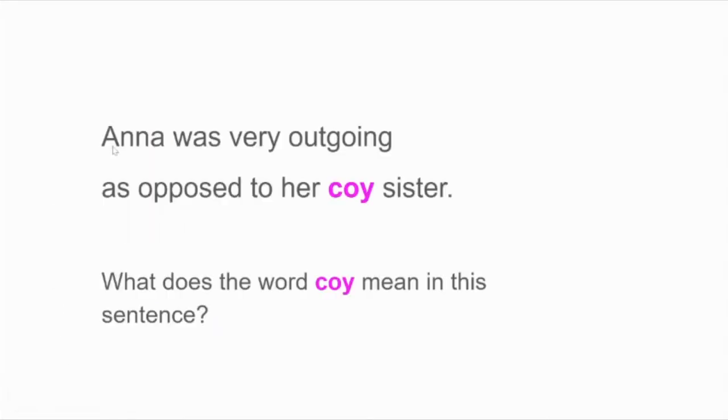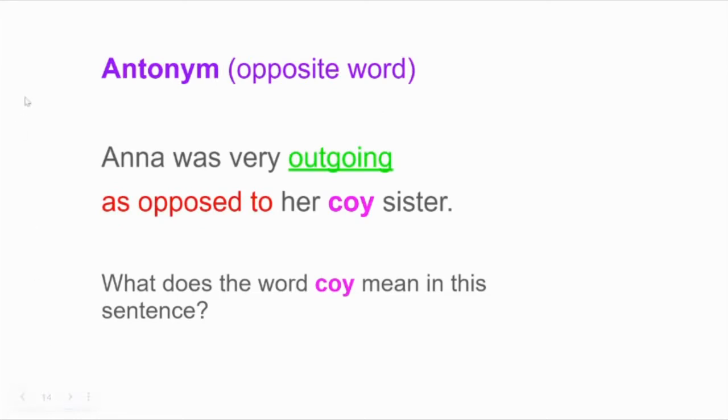Let's try this one. Anna was very outgoing as opposed to her coy sister. What does the word coy mean in this sentence? Did you use the antonym strategy? I saw the signal words as opposed to. So Anna was very outgoing, but I'm seeing her sister, who is the opposite of her and who has an antonym of outgoing, which is coy. So I know she is not outgoing. So it could mean maybe bashful and shy.